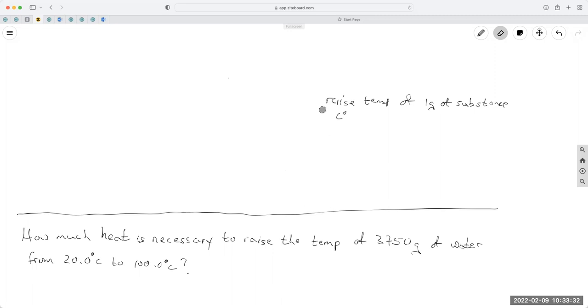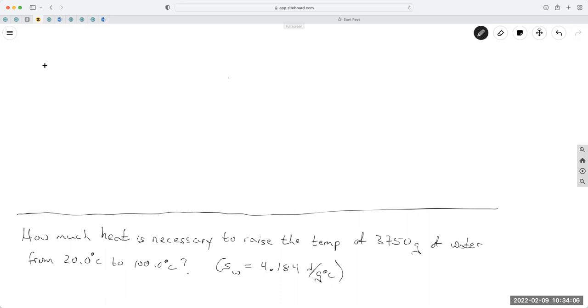It says, how much heat is necessary to raise the temperature of 3,750 grams of water from 20 degrees C to 100 degrees C? And I'll give you that the specific heat for water, so that's S, specific heat for water is 4.184 joules per gram degree C. Again, do not waste brain space memorizing specific heats. I will give them to you in the problem, all right?